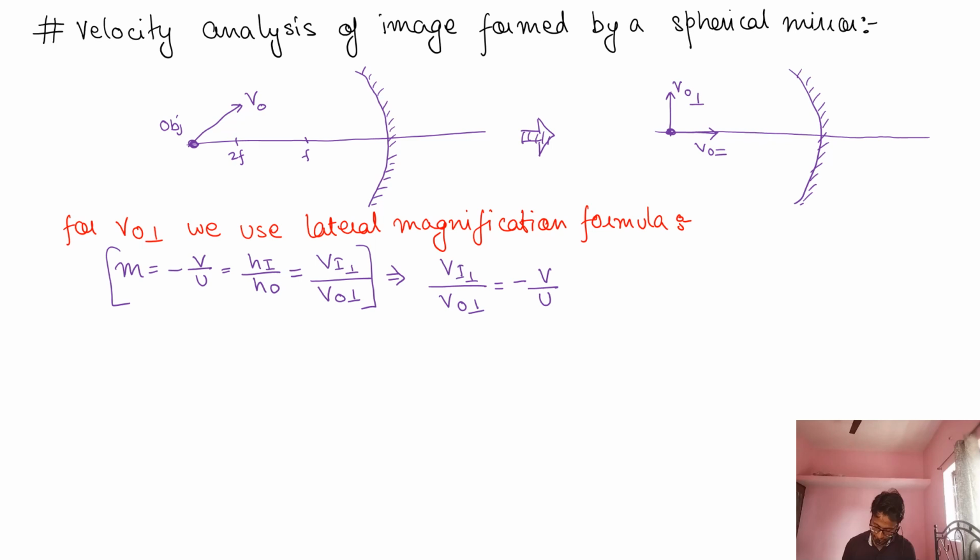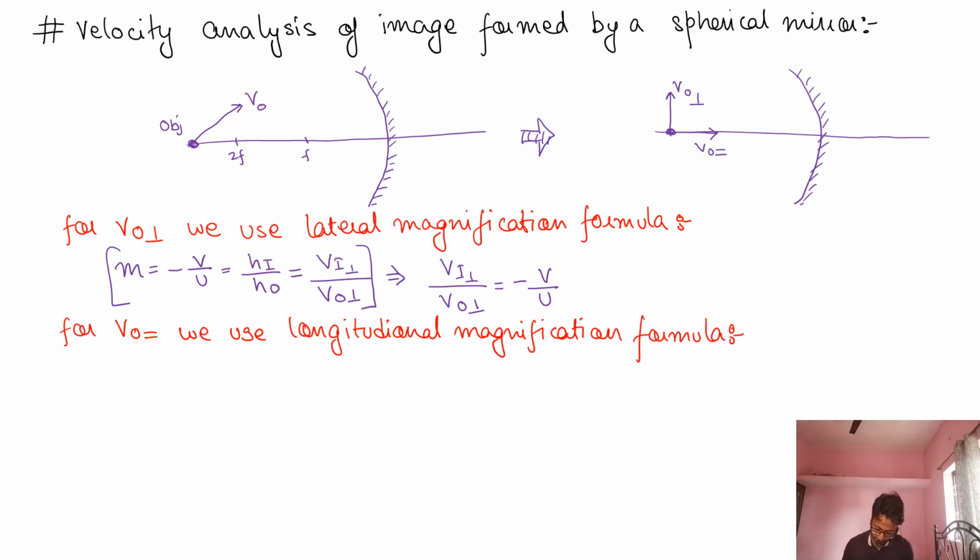Now for the second part of the velocity, that means the velocity parallel to the axis. For velocity that is parallel to the axis, we use the longitudinal magnification formula.